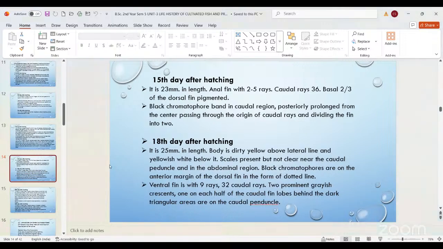Ventral fin is with 9 rays, 32 caudal rays, two prominent grayish crescents, one on each half of the caudal fin lobes, behind the dark triangular areas on the caudal peduncle.